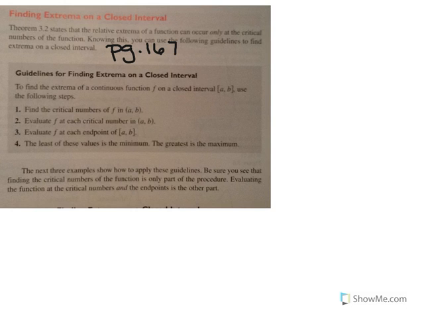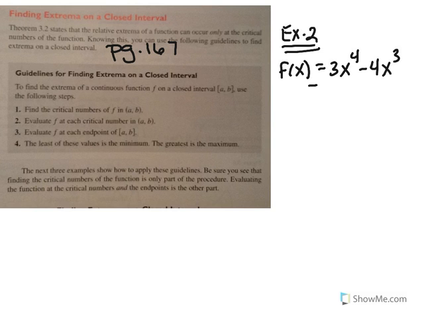So from here on out, if we want to find extrema and we have a closed interval, these are some guidelines to follow. So we're going to go through these guidelines by looking at an example, and we're going to specifically look at example number 2 in your textbooks, and it basically says find the extrema of this function, f of x equals 3x to the 4th minus 4x cubed, and my interval is between -1 and 2.